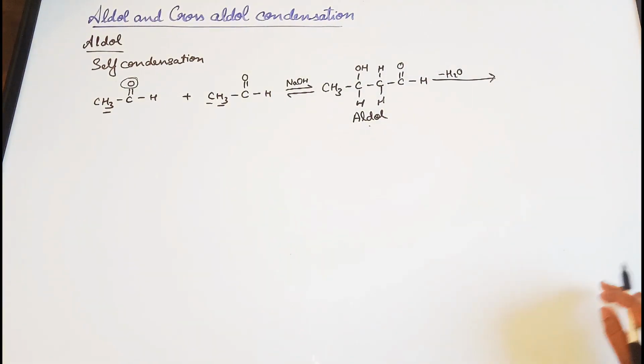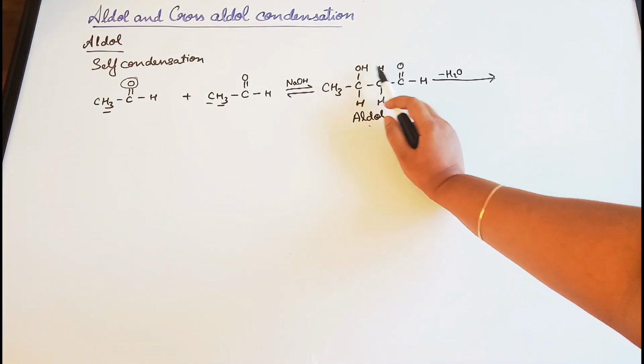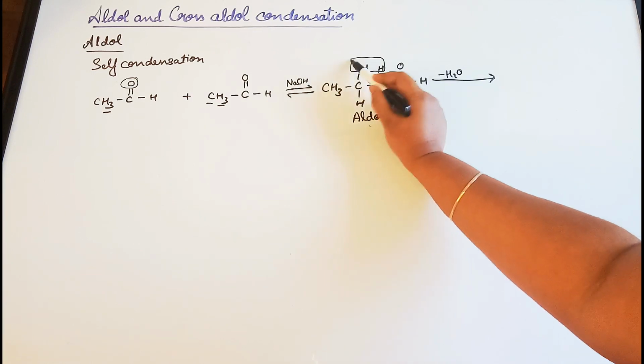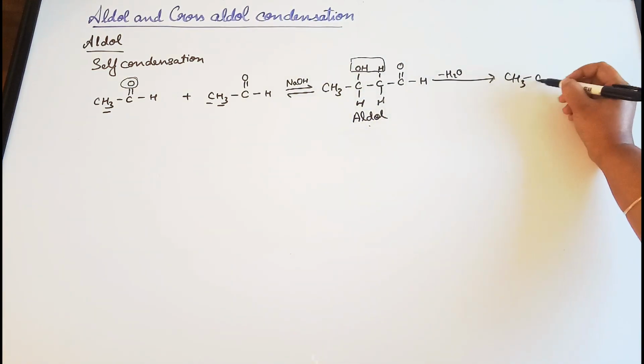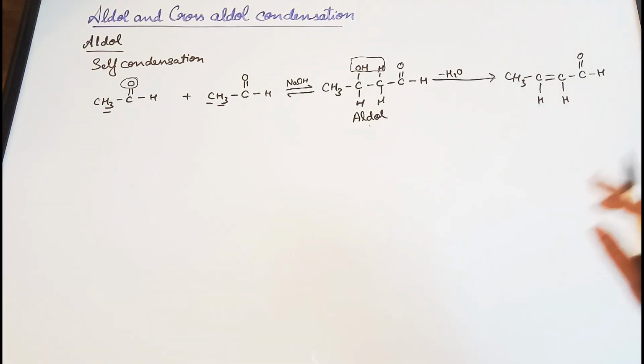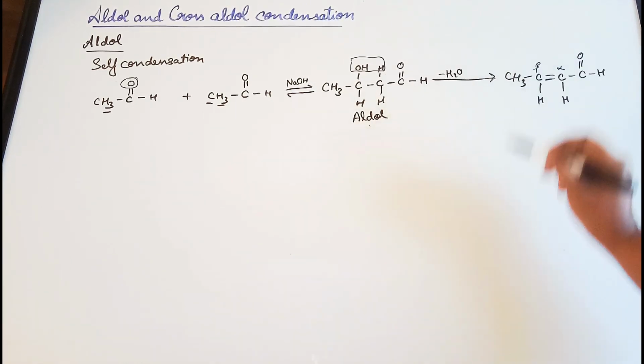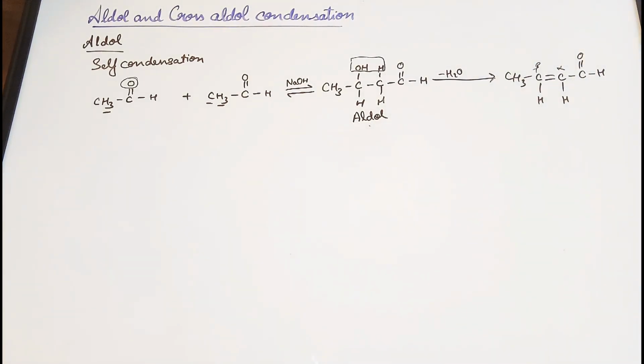This leads to the formation of an alpha beta unsaturated carbonyl compound. Here there's going to be a double bond between these 2 carbon atoms because this and this are going to be lost. So this is an alpha beta unsaturated carbonyl compound. The reason this is called alpha beta is because this is an alpha carbon, and this is the beta carbon to the carbonyl group.